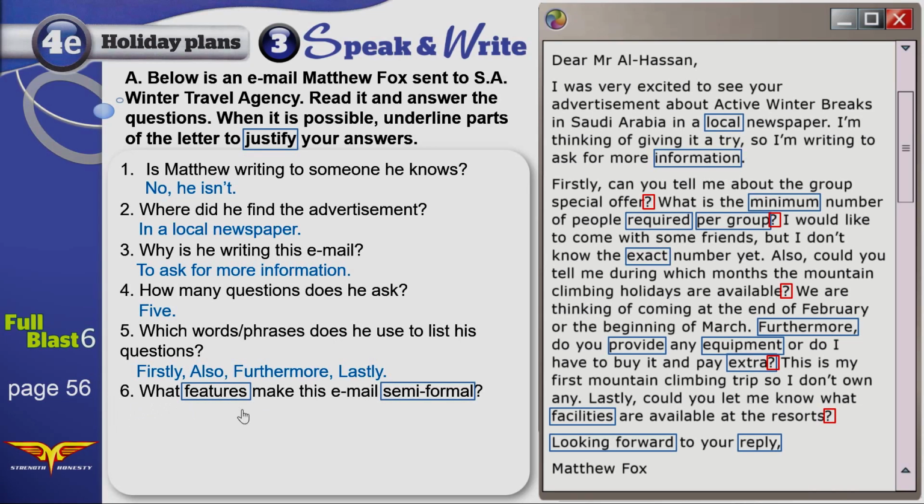6. What features, what characteristics make this email semi-formal? Okay, what is semi-formal? This letter right here is a semi-formal email. Why? Why is it semi-formal? Well, first of all, semi-formal is a letter you send to travel agencies. If you are one of the guys who uses online shopping, if you want to contact the people who provide the service for your online shopping, then you write semi-formal letters.